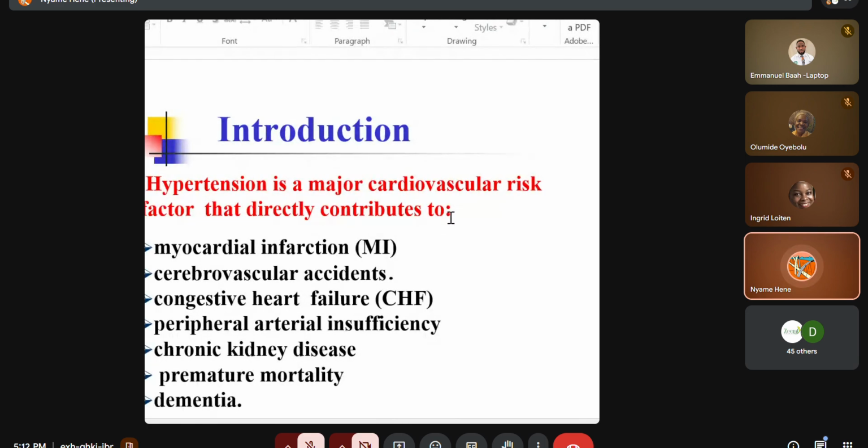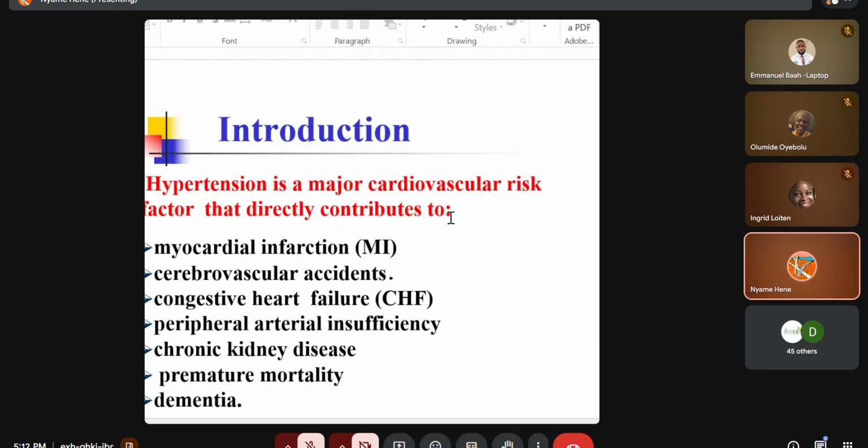As you have known, BP is about what? Cardiac output and what? Peripheral resistance. Even if one of them is at fault, it will affect the BP. And when it affects the BP, it is also going to affect other things. So BP can affect what? It can contribute to what?